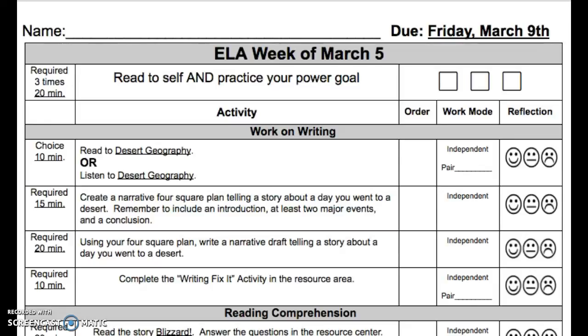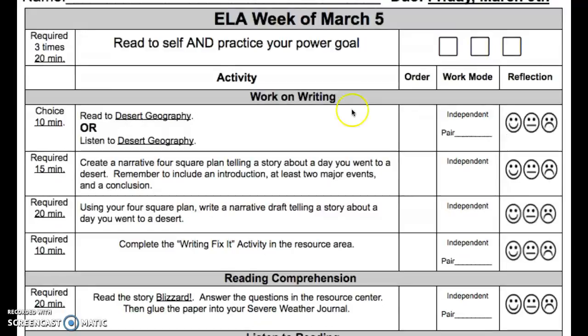This is the ELA activity list for the week of March 5th, and it is due this Friday, March 9th. Required for 3 times, 20 minutes each. Read to self and practice your power goal. Check each box when you've done it.